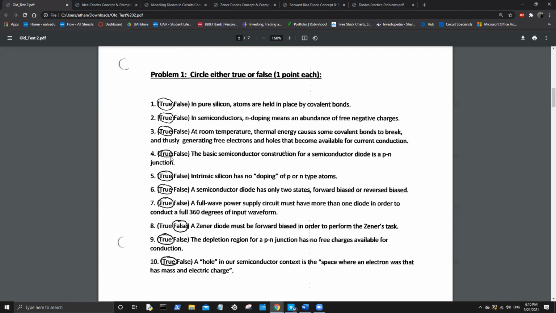Number 4, true, false. This happens to be true here as well. The basic semiconductor construction for a semiconductor diode is a PN junction. This is true. The PN junction is the foundation of all of our logical elements, BJTs, MOSFETs. Just the concept of creating the depletion region in the middle of the PN junction is the sauce. It's what makes everything chug along.